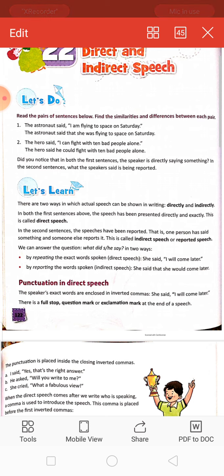We can answer the question, what did he or she say, in two ways: by reporting the exact words spoken, she said, "I will come late." Or by reporting the words spoken indirectly, she said that she would come late. Okay? So we can say it both ways.